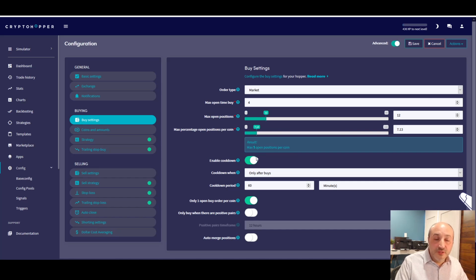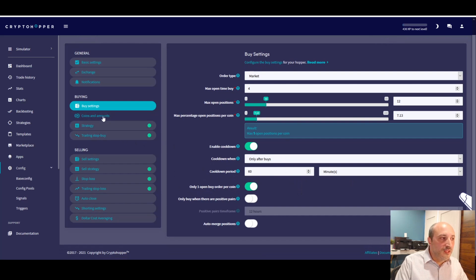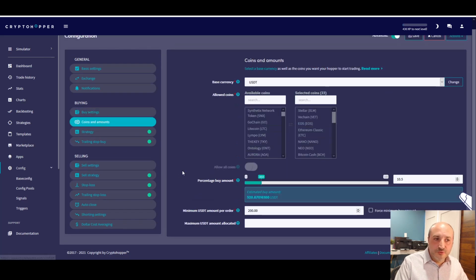Enable cooldown. The cooldown is pretty important for this one. So only when there's a buy, have a cooldown period of 60 minutes. And then again, one open buy order per coin only. Coin in amount, that's a personal choice. I prefer to use coin that have a lot of volume, or coin that I really know about. So you can use any of the coin that you would prefer to use.